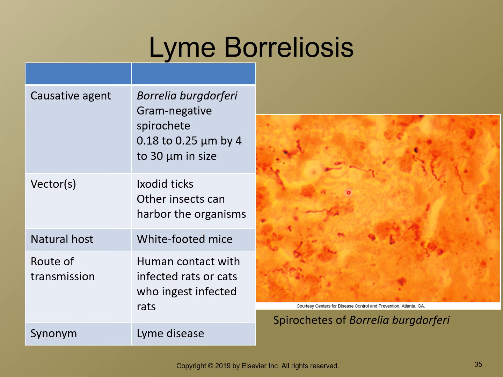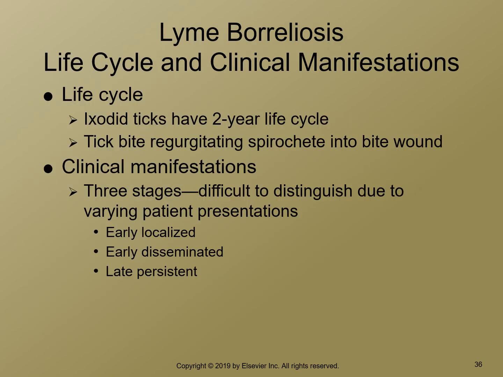So on the right is a silver stain of the spirochetes. Borrelia burgdorferi varies a little bit from leptospiras because they are spiral shaped, but they don't have the characteristic hooked ends similar to Leptospira.